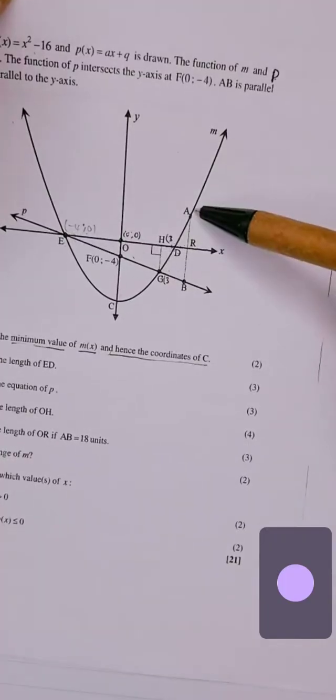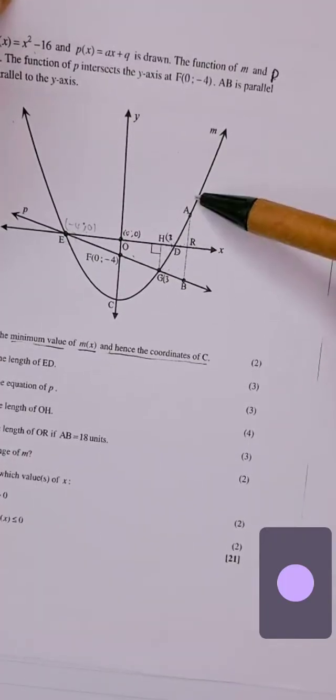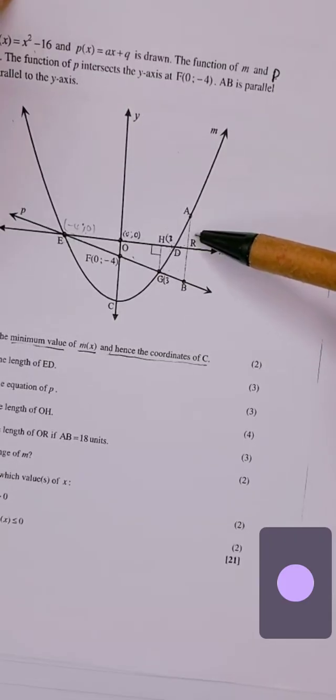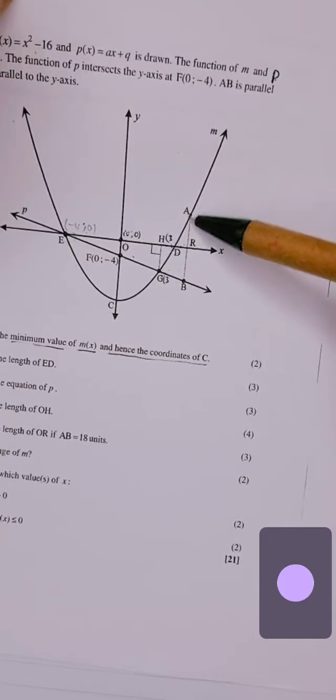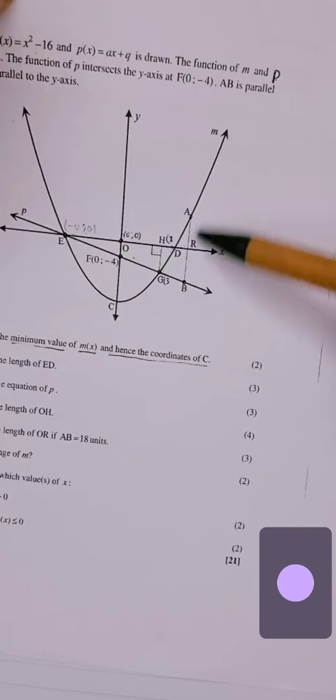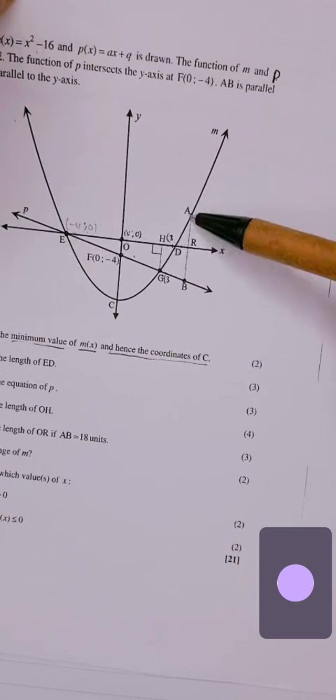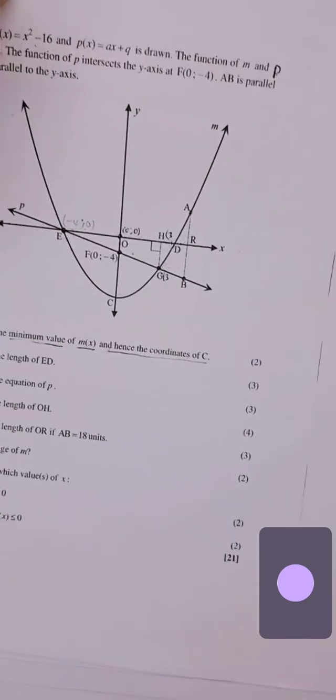Okay. All right. So OR says determine the length of OR if AB is equal to 18 units. So OR, as I said, is this horizontal length. But the thing is, we don't have the x coordinate of R, not yet. But maybe we could find the x coordinate of A because it's in the same vertical line. Or we could find the x coordinate of B since it's in the same vertical line, because the x value on that vertical line would be the same.